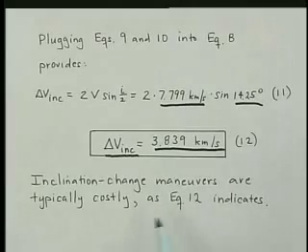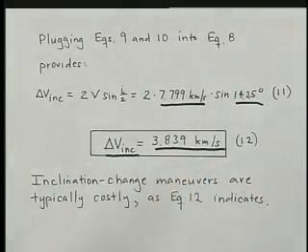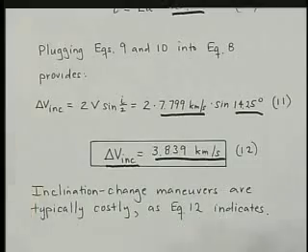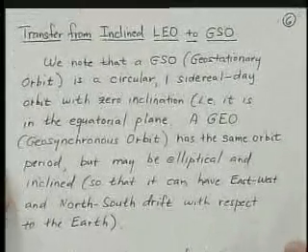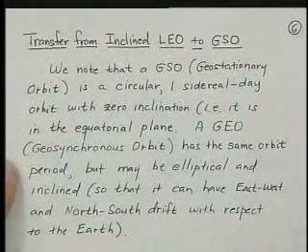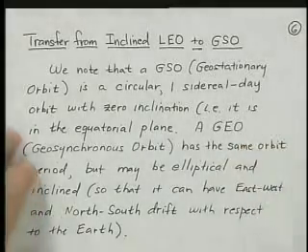Inclination change maneuvers are typically costly. This is a big number. This is a very costly number in terms of propellant. So we'll consider later on if there are some more efficient ways of making an inclination change. In the example we're going to look at now, we'll see how that can be reduced. We'll look at a transfer from an inclined, low Earth orbit to geostationary orbit.